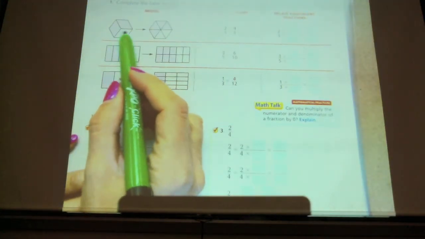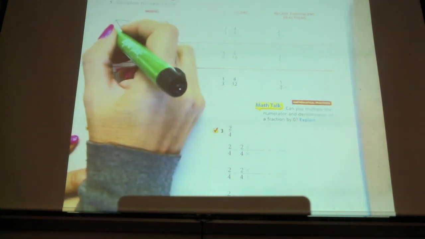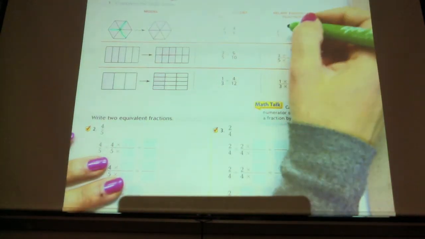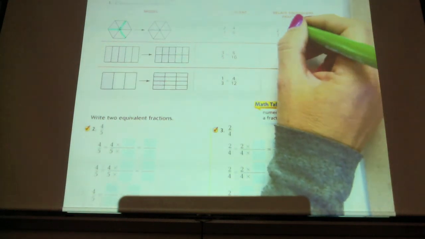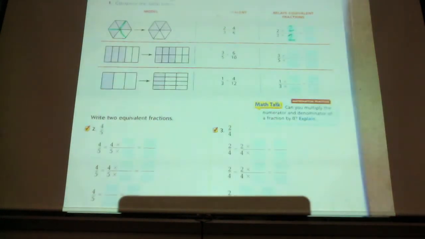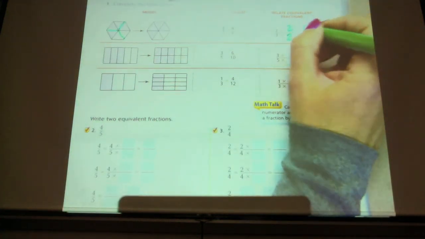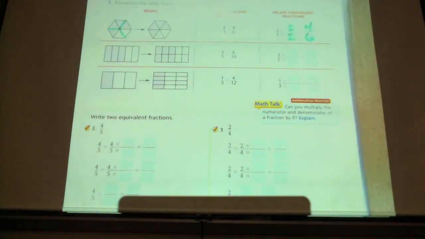First, they're showing us 2/3. Then they have split each one of those into half. Do you see what they did right here? They split each section into a half. So they're multiplying by what number? If we split it into 2 parts, what are we multiplying by? Remember, if I split each part into 2 parts, I'm multiplying by 2 now. 2 times 2 is? 4. And 3 times 2 is? 6. Okay?